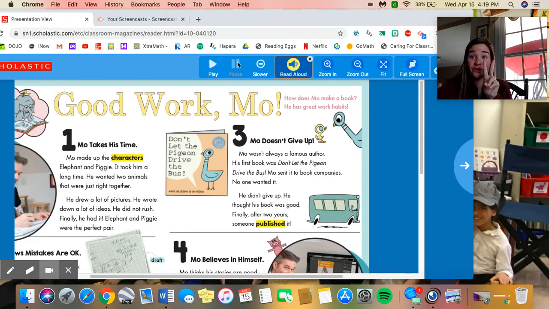Finally, after 2 full years, so think about how long ago you started kindergarten, even longer than that. After 2 full years, someone finally said, you know what? I like your book. I'm going to make it into a book. What if you would have stopped trying after a week or after 3 months or after 1 year? We would not have this book today. And we wouldn't have a lot of his other books either, I bet. He did not give up.